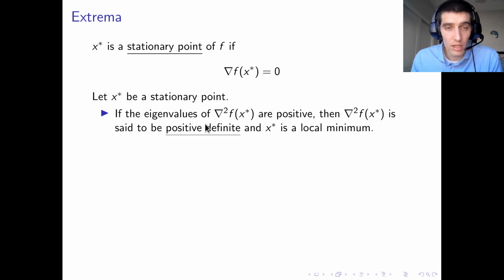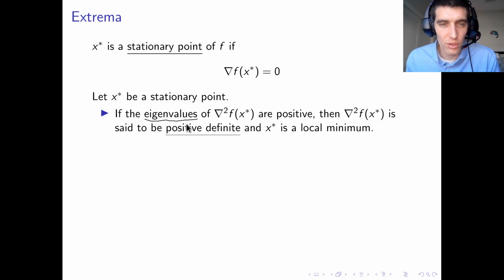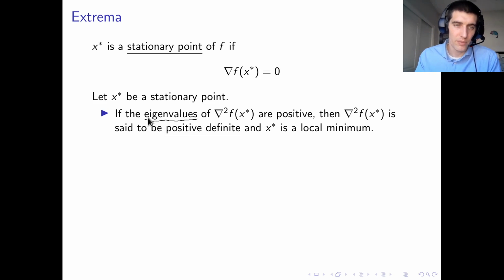So here's some facts. If the eigenvalues, scary words you've heard from linear algebra, they're going to come up in this course, but for now we're just going to remember that these eigenvalues are something that comes out of a matrix. Here's the fact: if the eigenvalues of this Hessian matrix are positive, then this matrix is said to be positive definite, and this stationary point is a local minimum.